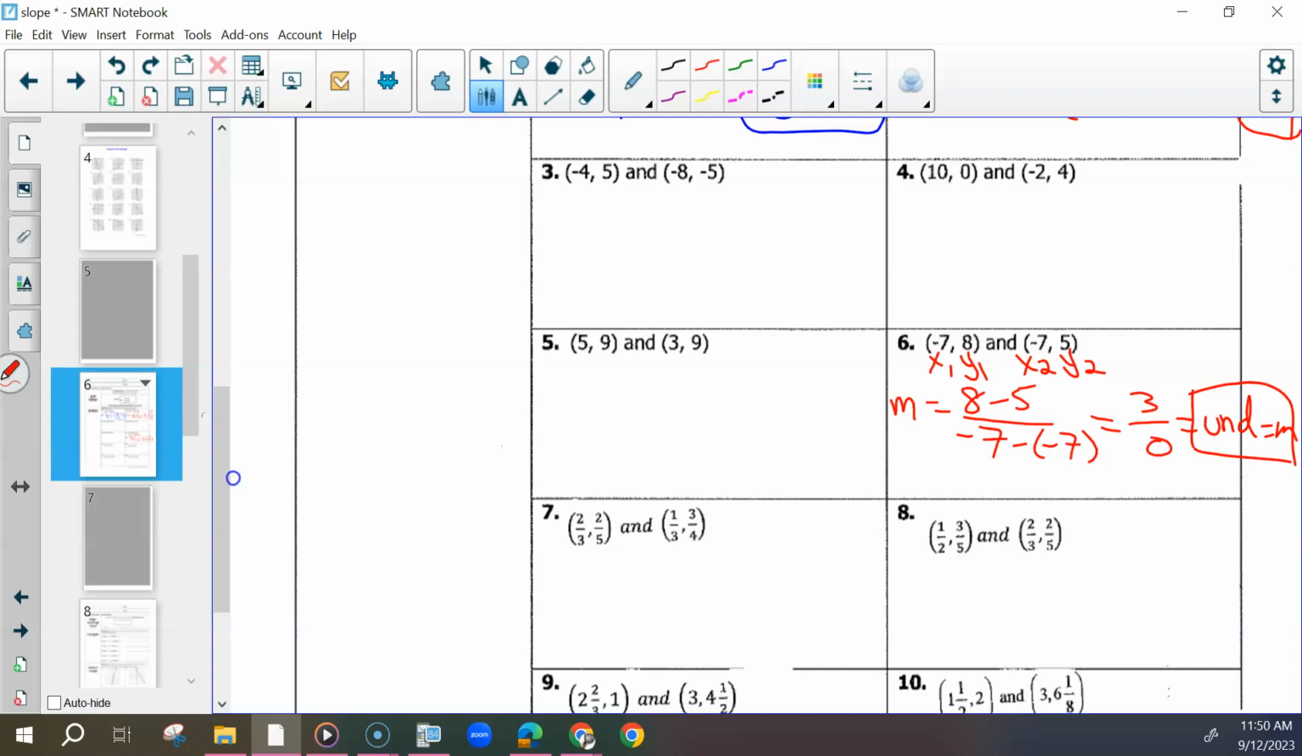Something else that could have told us that this was going to be undefined is that we have the same x values, which means in our denominator, they're going to cancel each other out to become 0. Now, you would still need to show that work on how you got the slope. But when you get here, you also need to know that this is undefined. You can't leave this like this.